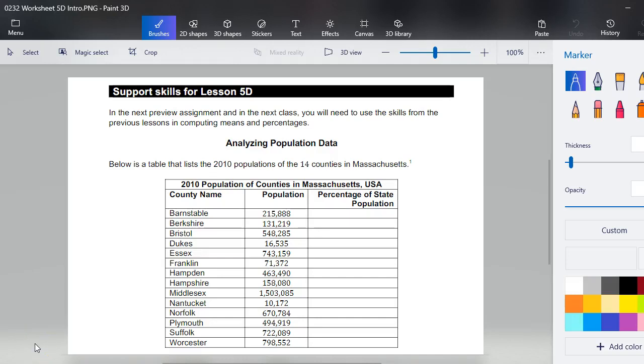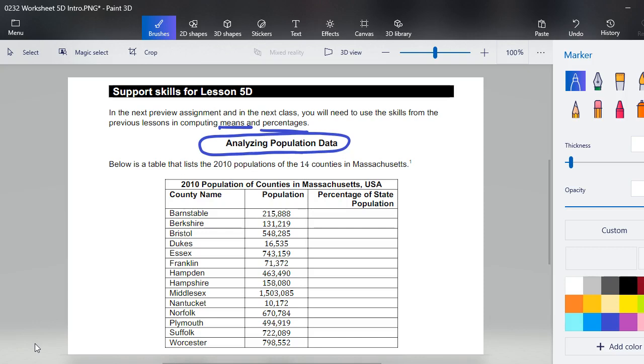Welcome to Lesson 5D. In the next preview assignment and in the next class, you will need to use the skills from the previous lessons in computing means and percentages. We're going to practice calculations, beginning with analyzing population data.